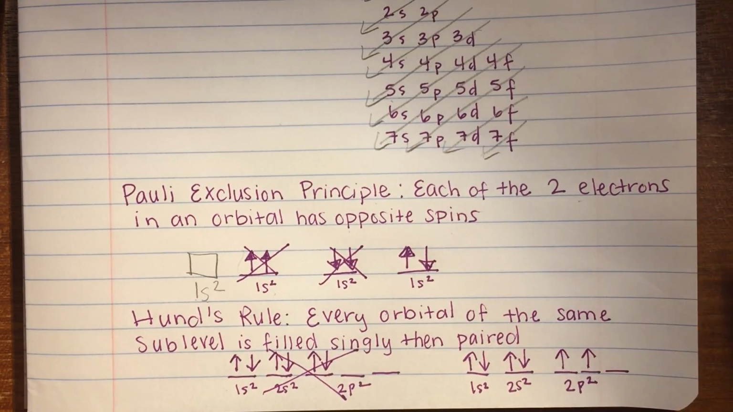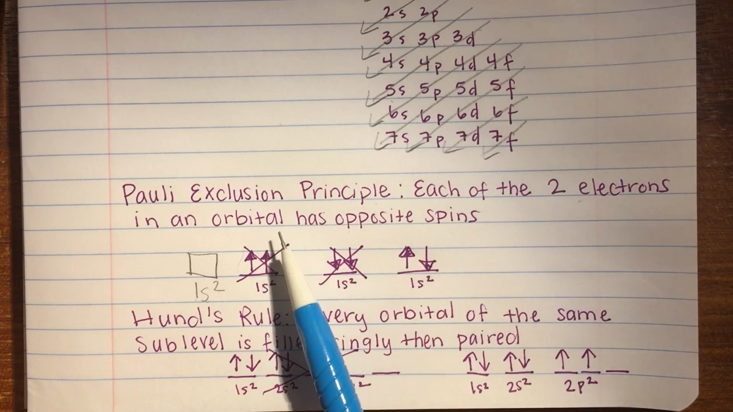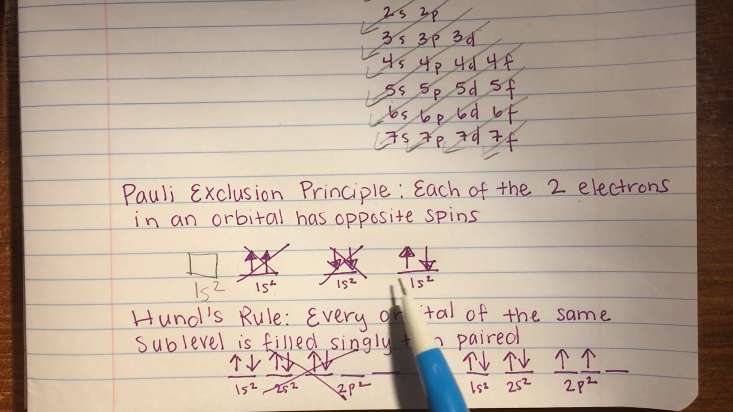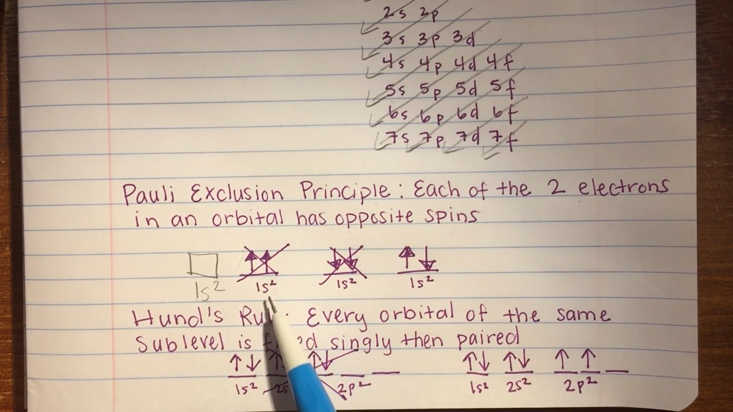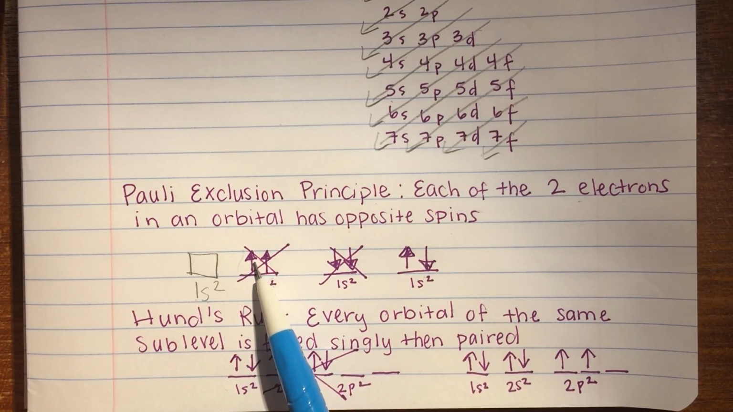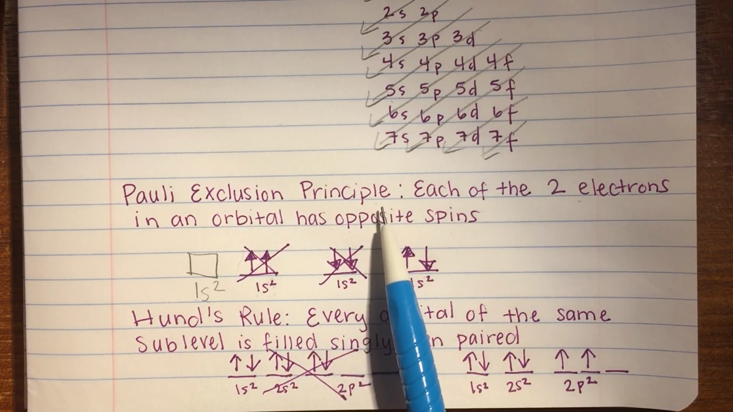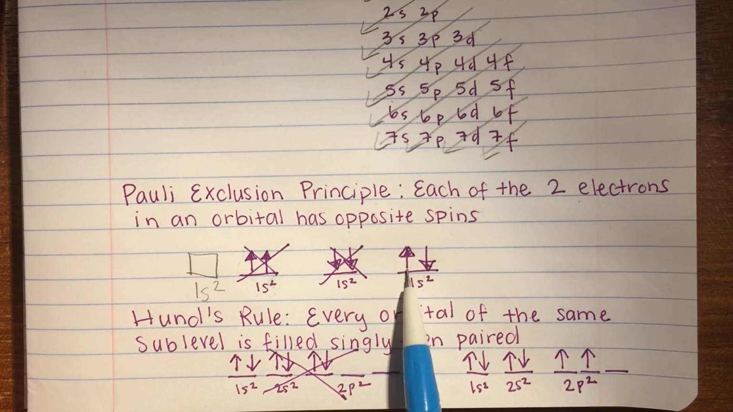Your next rule for orbital diagrams is Pauli exclusion principle, which says each of the 2 electrons in an orbital has opposite spins. Okay, so this is an example of an orbital diagram. So an orbital diagram can either use a box or a line, and underneath it is the energy level, the sublevel, and this exponent is the number of electrons. And we represent the electrons with arrows. Now there's 2 electrons in this space. What Pauli exclusion principle says is if two electrons are in the same space, they have to be shown spinning in opposite directions.